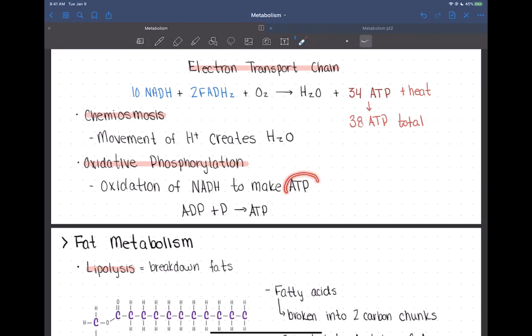makes ATP. And so the phosphorylation part comes in with the ATP because we are taking adenosine diphosphate, right, which has 2 phosphates on it, and we're adding another phosphate to it. Adding a phosphate to something is just called phosphorylation. All right, so we're oxidizing, really, our NADH, and we're phosphorylating our ADP to make ATP. So oxidative phosphorylation. Okay, so let's talk about using other molecules for energy.